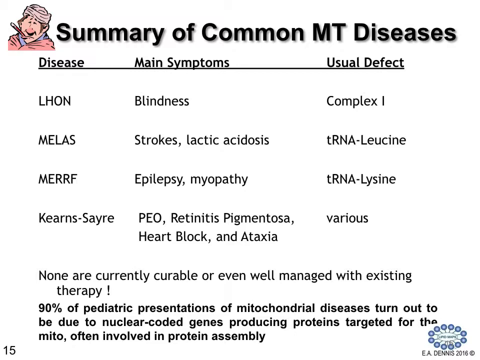What's important to recognize is there are a small number of mitochondrial genes, and they are responsible for some mitochondrial disease defects. But over 90% of the pediatric presentations of mitochondrial diseases turn out to be due to nuclear-coded genes, which produce the bulk of the proteins involved in the electron transport chain and ATP synthesis, and often they are involved in the assembly of these complex proteins.